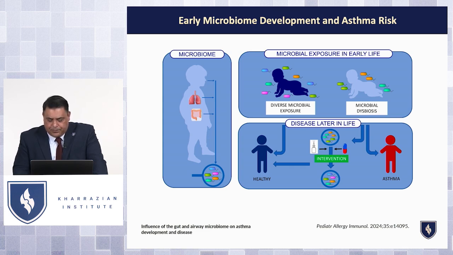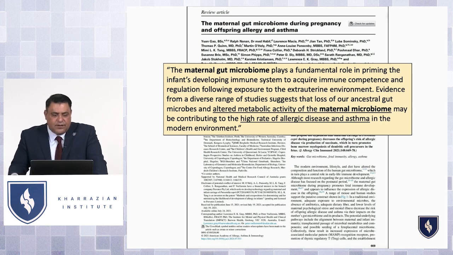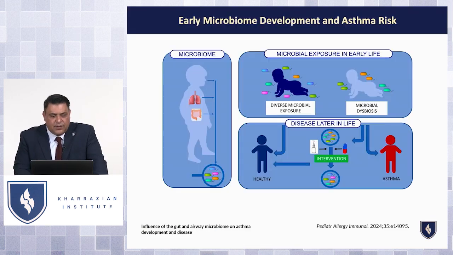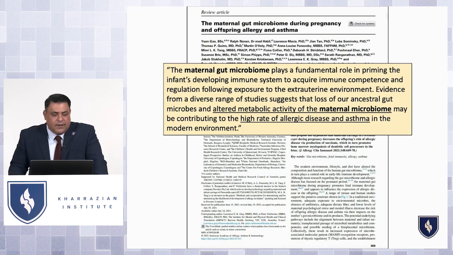So let me share with you a key study here. This study is in your notes. And this actually starts with the microbiome developing in very early stages, even in prenatal stages during pregnancy. So in this paper, they go on to conclude that the maternal gut microbiome plays a fundamental role in priming the infant's developing immune system to acquire immune competence and regulation following exposure to the extrauterine environment. Evidence from a diverse range of studies suggests that loss of ancestral gut microbes and altered metabolic activity of maternal microbiome may be contributing to the high rate of allergic disease and asthma in the modern environment.